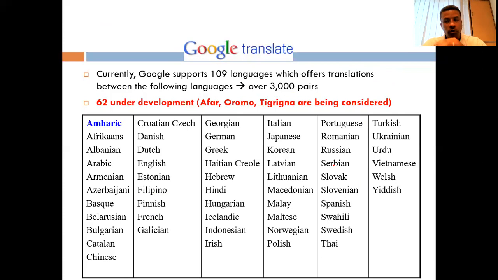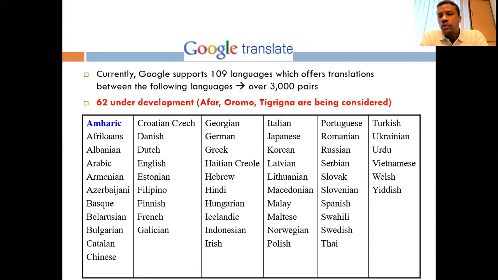Now, before going into the other details, let me take you to one case. Some years back, we started using Google Translate. Google Translate has been a great engine for translating from one language to the other. And currently, as of today, previously it was around 102 and 103, but currently Google supports 109 languages. Within its domain, it contains 109 languages which offer translation between these languages.